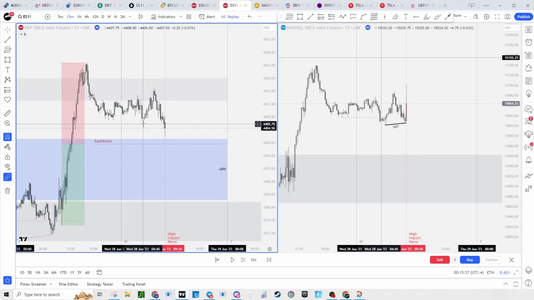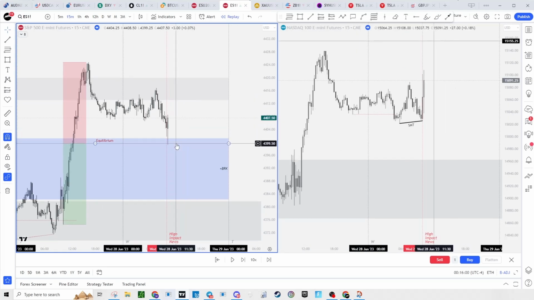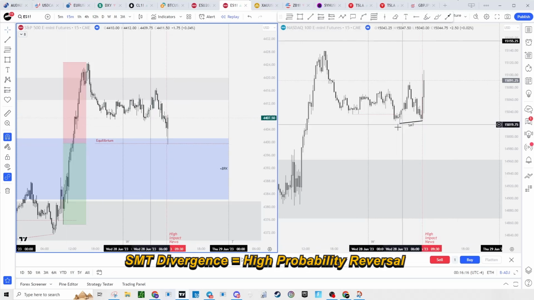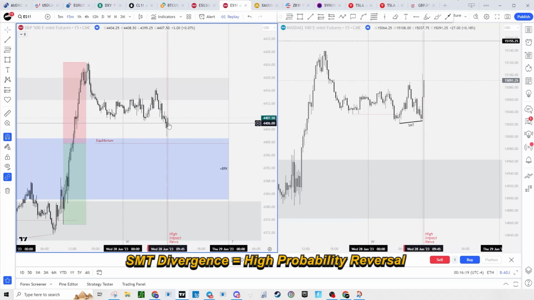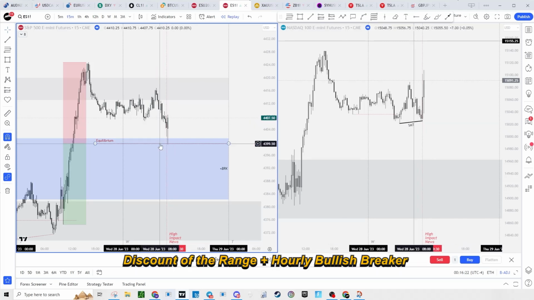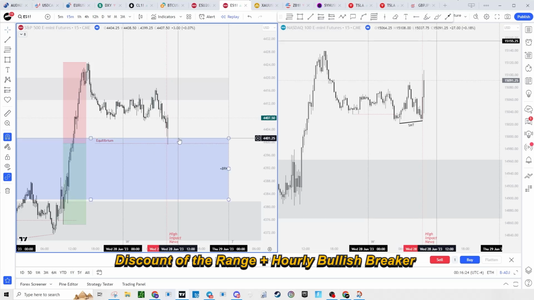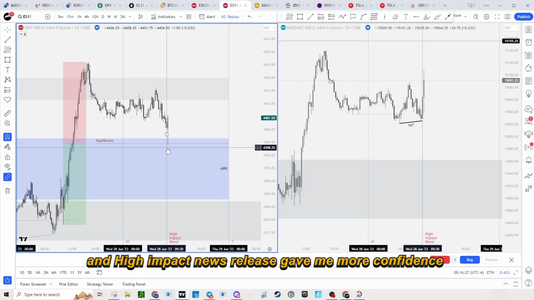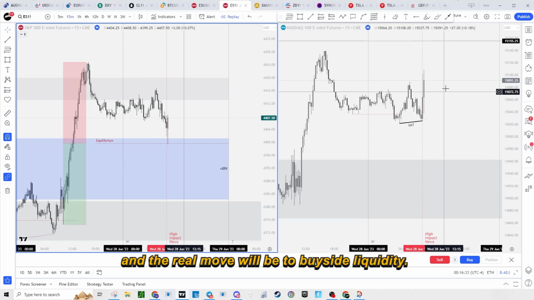And ES was on its way to seek equilibrium and find discount of that hourly swing. And we get a very slight tag and retracement into the discount of the hourly swing, and we tag our hourly bullish breaker block. So automatically, based off of me seeing the SMT divergence with NASDAQ and ES and the run on discount of the range and tagging our hourly bullish breaker block, was when we had our high impact news release, gave me more confidence that this was a Judas swing and the real move was to buy side liquidity.